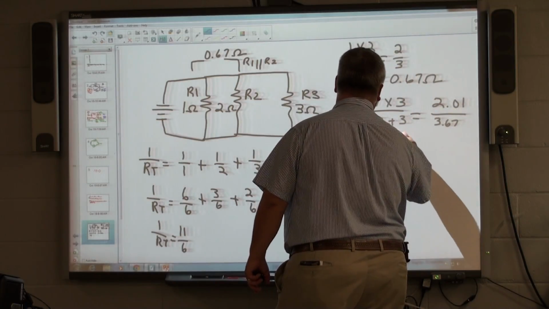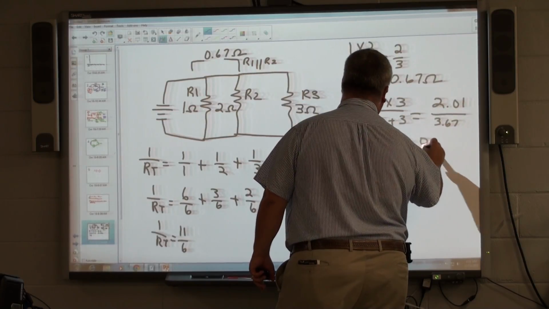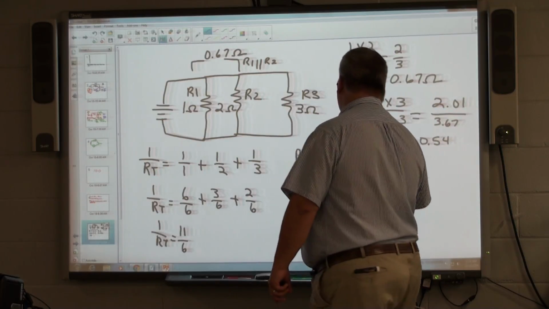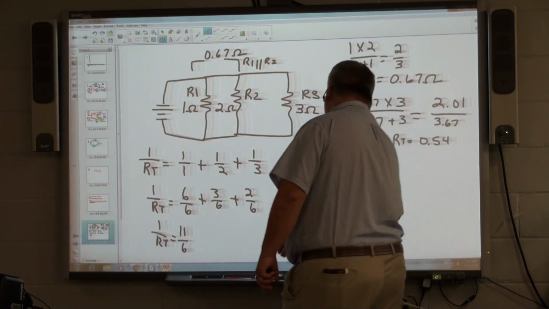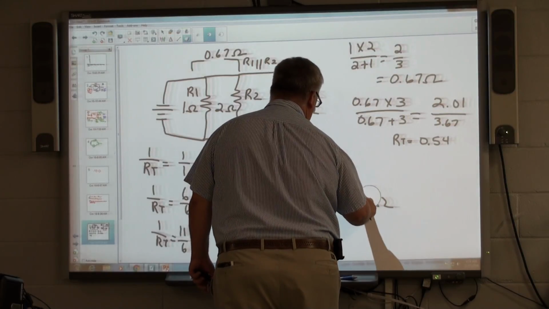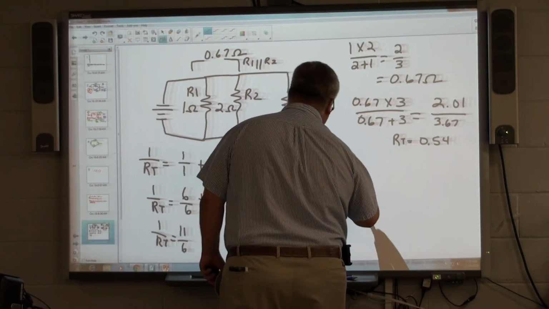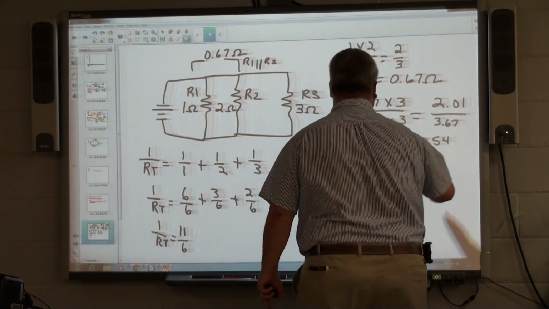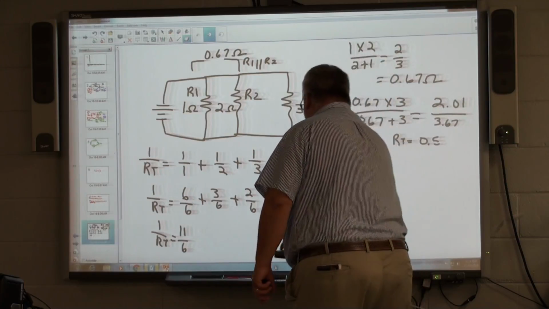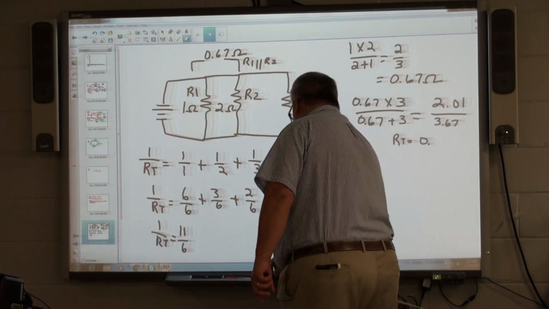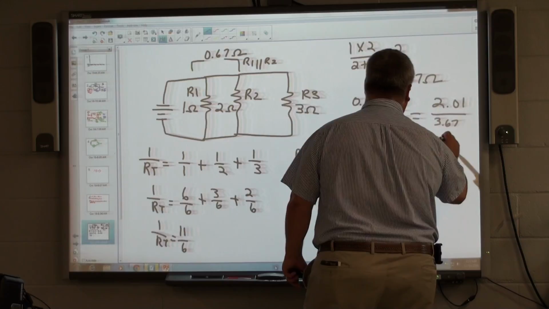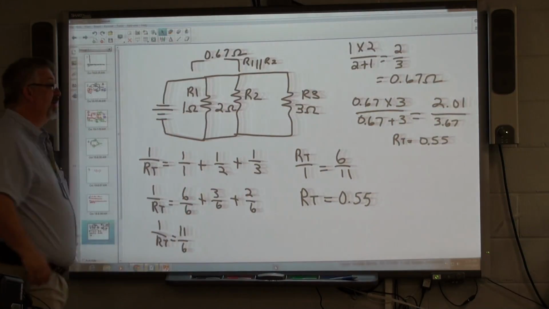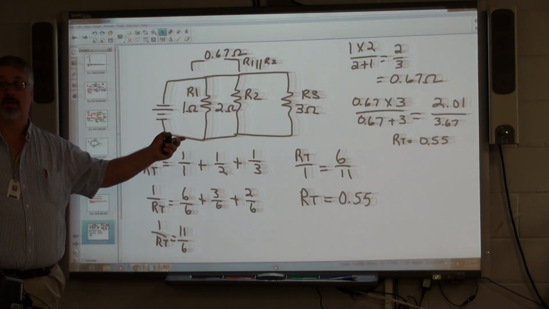0.54. 5476. And this was 0.545454, wasn't it? So really, if we round it off to 2, we would come up with 0.55 here. And if we round this one off, we're going to come up with 0.55 here. So because of the way the rounding went, we got no difference at all. But we arrived at the same value. So we know both formulas are workable.